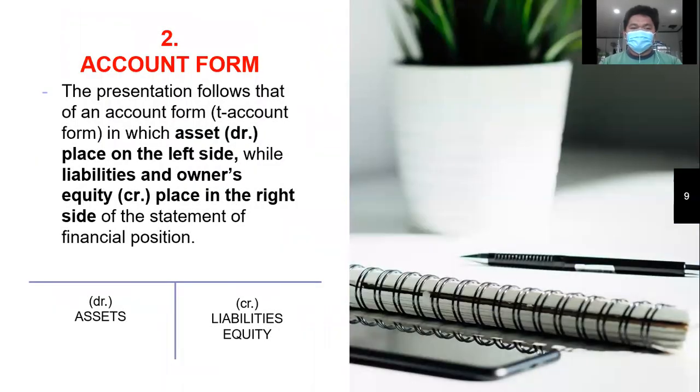The second one is the account form. The account form is a presentation that follows the form of an account. The basic format of an account is the T account, where assets are placed on the left side. As you can see in the presentation, assets are presented on the left side since assets have a normal debit balance, while liabilities and owner's equity are placed on the right side of the statement of financial position since liabilities and equity have normal credit balances. Okay?